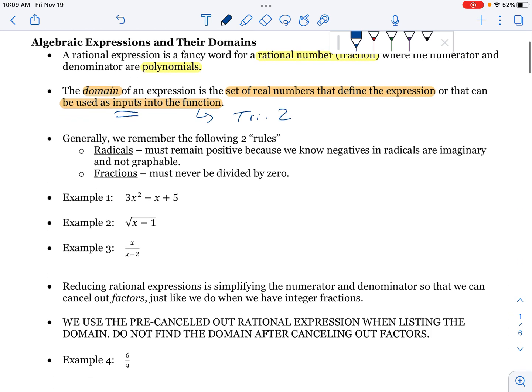Okay, generally 2 rules. Radicals must always remain positive. We know that because we know negatives are imaginary and those are not graphable. So we don't like to make those happen. It's not in my domain. We're allowed to use imaginary numbers. If we get an imaginary number, that's fine. We know how to do it, but our domain has to be a real number, and imaginary numbers are not real. Okay? Fractions, we must never divide by 0. Never divide by 0.